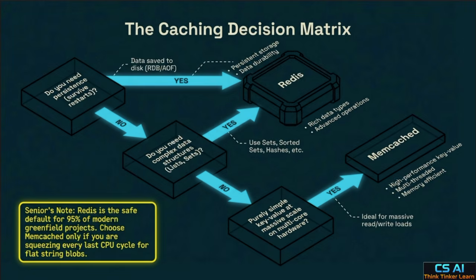How do you choose between Redis and Memcached? Use this decision matrix. If you need persistence, you need Redis. If you need complex data structure like sets or hashes, you need Redis. Memcached is for when you are at a massive internet scale and you only need high performance, simple key value lookups while squeezing every last CPU cycle out of the multi-core hardware. But for 95% of the Greenfield project, Redis is the safe default choice.